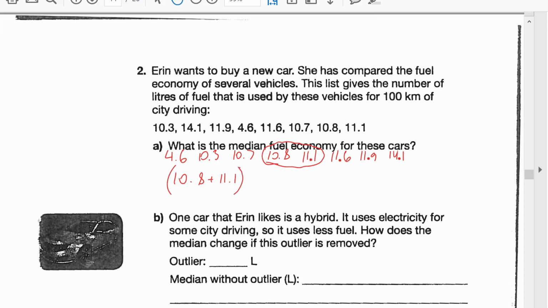So what do they add up to? And then divide them by 2. You should get a value of 10.95. So that's our median.